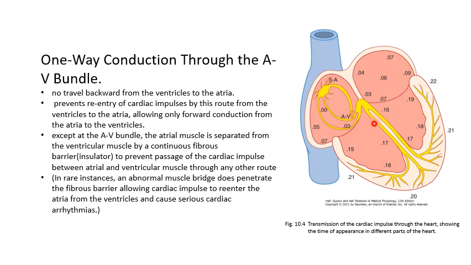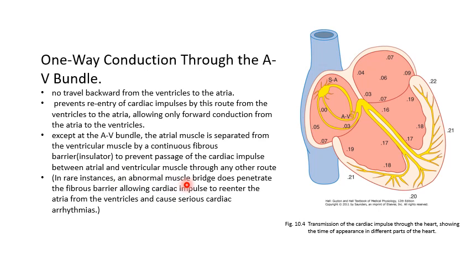And we know that the reason for the electrical isolation between atrium and ventricle is the presence of a continuous fibrous barrier, which works as an insulator, which prevents the impulse from moving backward, or even from the atrium to the ventricle, except for, of course, the AV node and AV bundle.